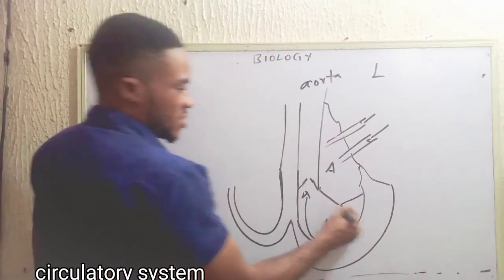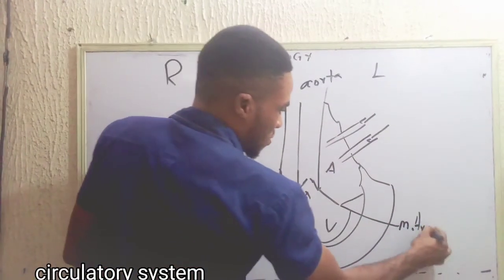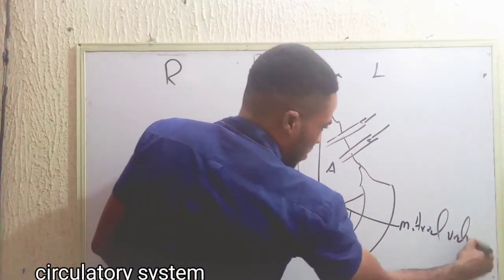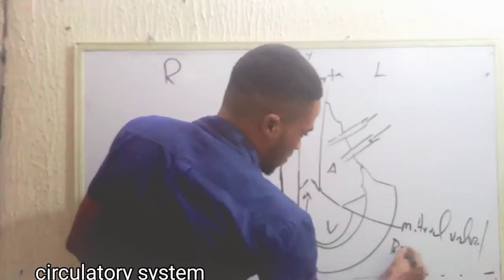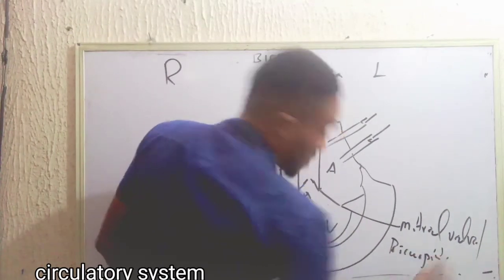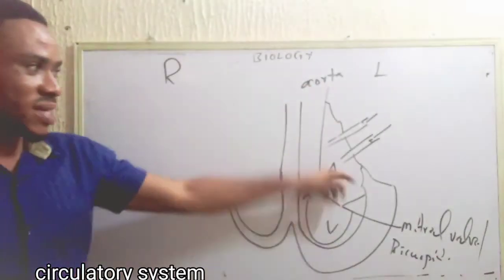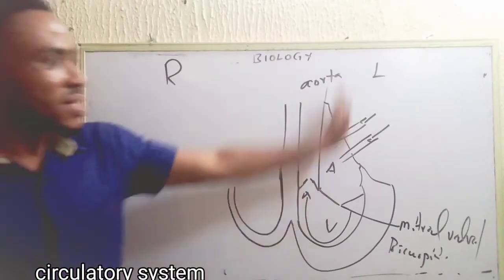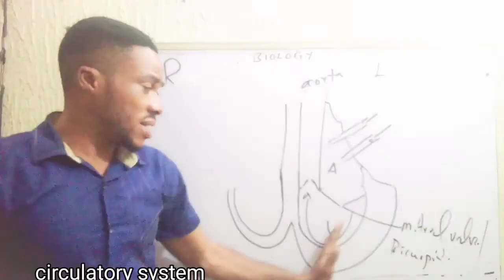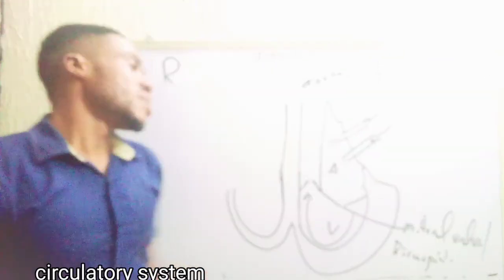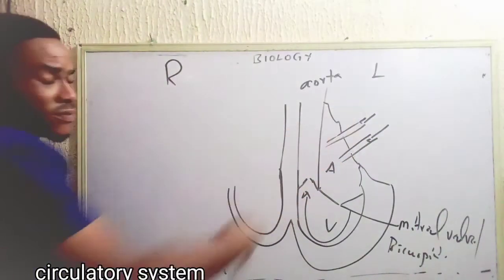And the name of the valve that is here is known as what? The mitral valve. Another name for mitral valve is what? The bicuspid valve. So the valve actually what? Prevents blood from flowing what? In one direction. And it is a valve found between the what? The left auricle and the left what? Ventricle.